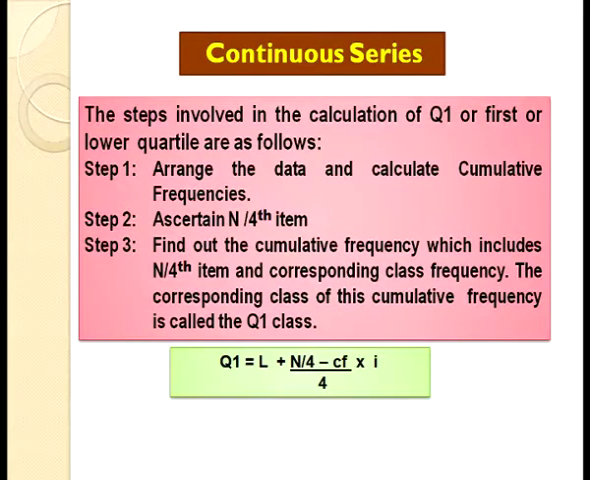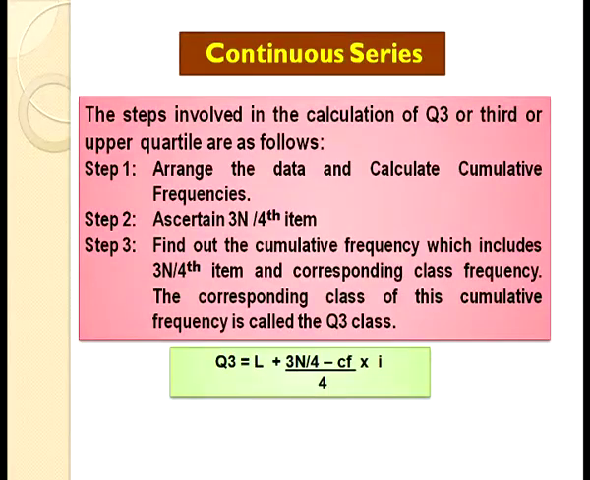The formula for Q1 is Q1 equals lower limit plus n by 4 minus CF, divided by frequency, into I. This CF is the preceding class cumulative frequency, like what we have done in median. I over here is the class interval gap.